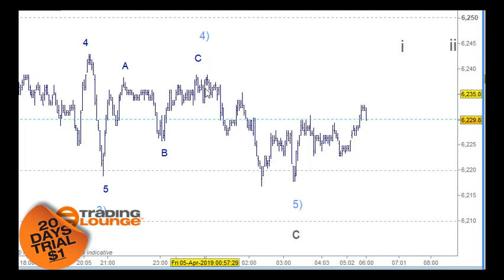No, that's part of that. See, I just don't end up with nice 5 waves down here. That's what sort of bothers me a little bit.